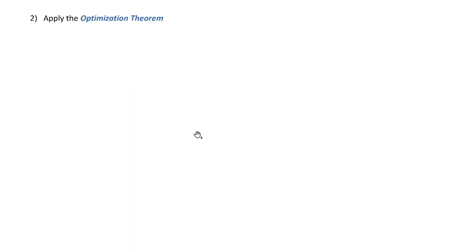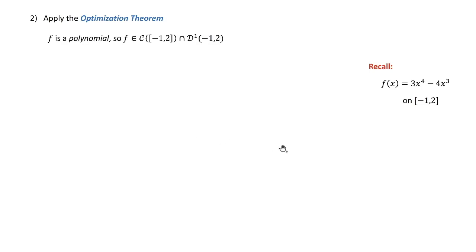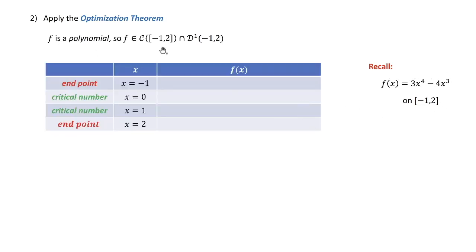So let's apply the global optimization theorem. It's very, very easy, and it generalizes to higher dimensions. F is a polynomial, so it's continuous everywhere, including the closed and bounded interval. And it's in fact differentiable everywhere in the interval, right? Here's our function, and this is the domain. All right, so we know the theorem applies here.